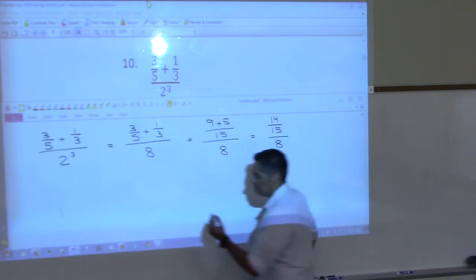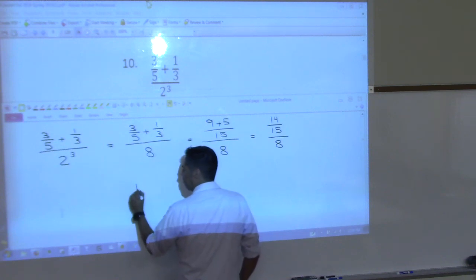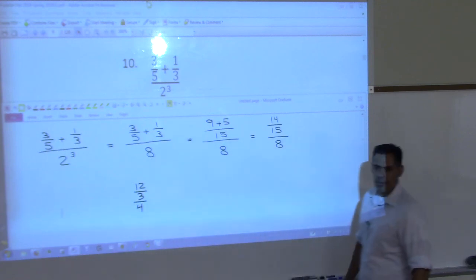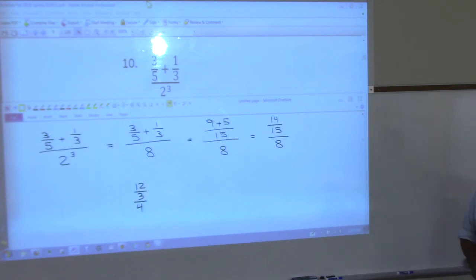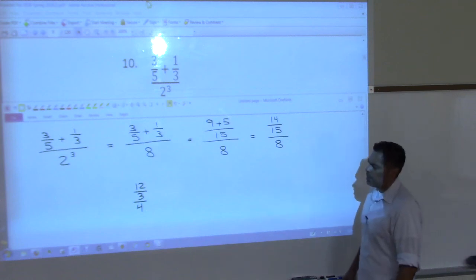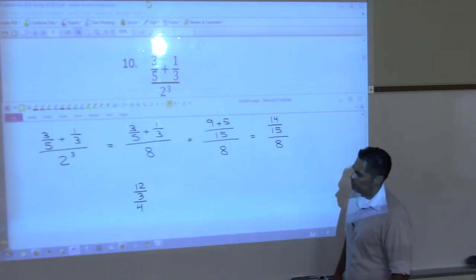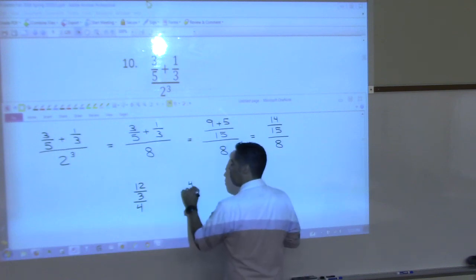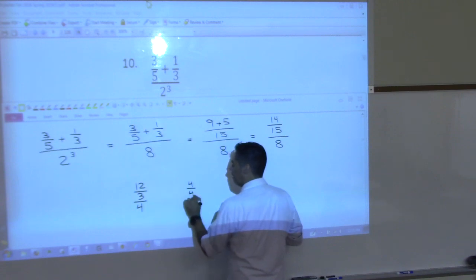All right? Let me show you something. What is 12 divided by 3 divided by 4? What's 12 over 3 over 4? 1. So where are you getting 1 from? 4 over 4. Where are you getting 4 from? You divide the 12 divided by 3, which would be 4. So 4 over 4, which would be 1. Okay.